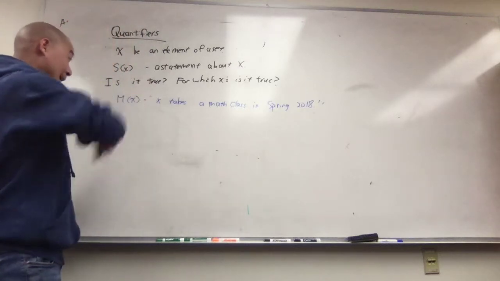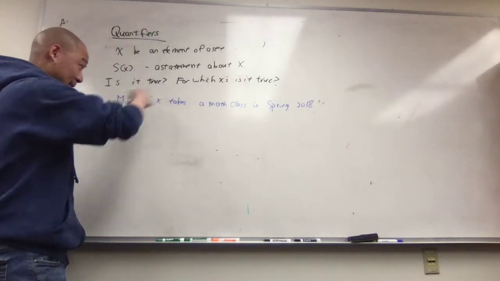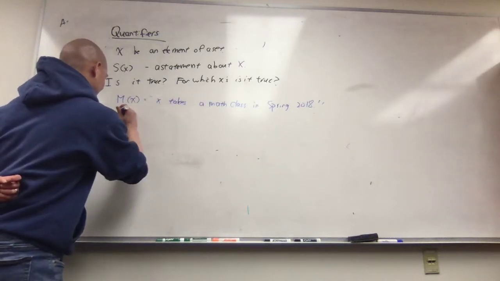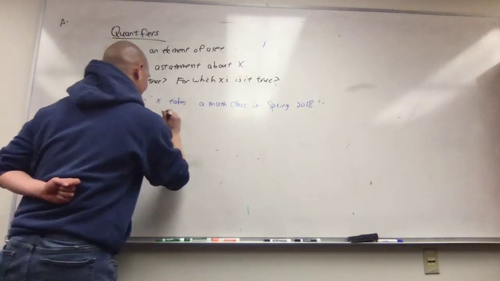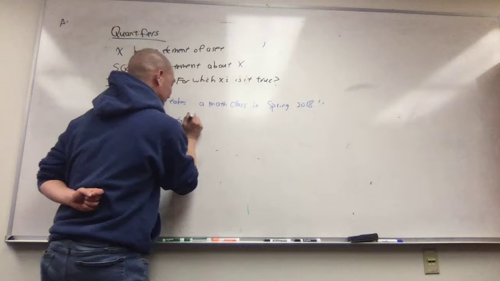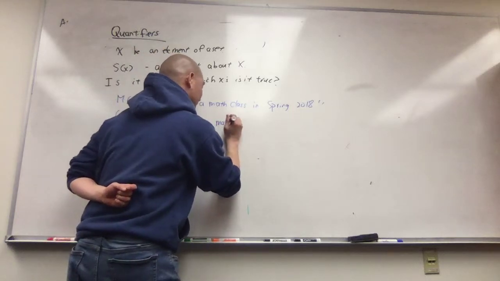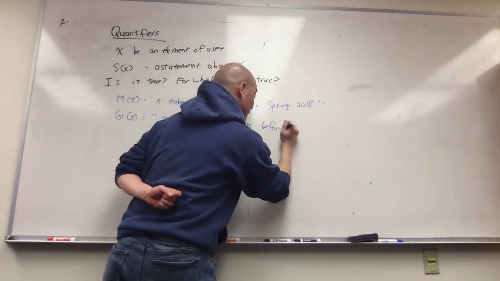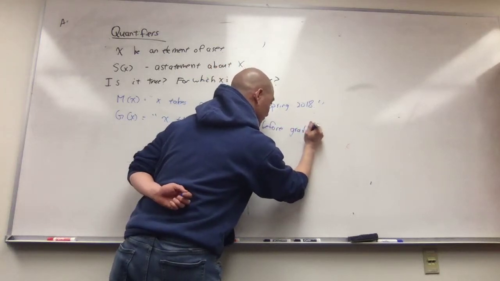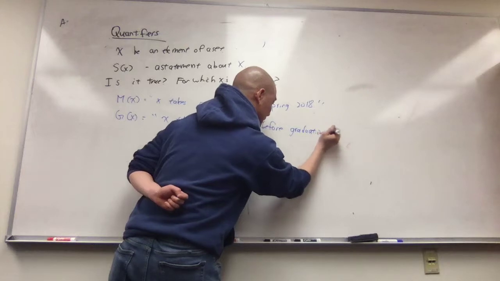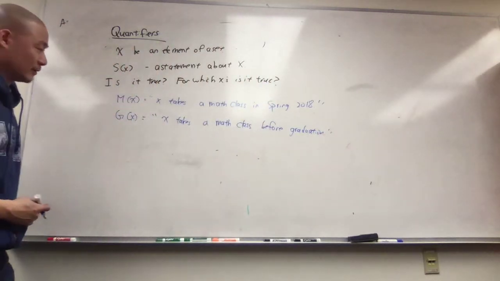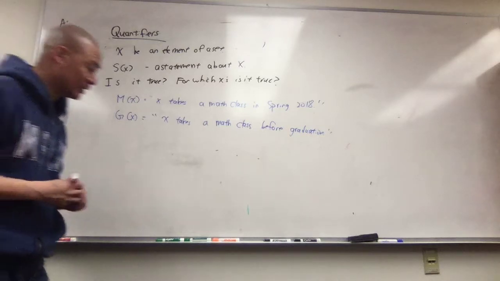And that's in comparison, let's make up a different statement, and let's say G of X is X takes a math class before graduation, and that would in fact be true for all possible X's that we're talking about here.